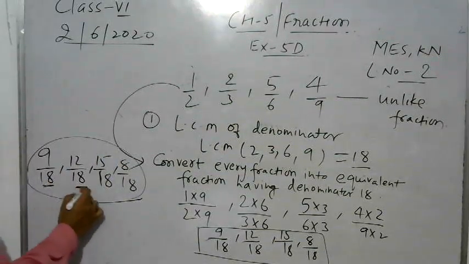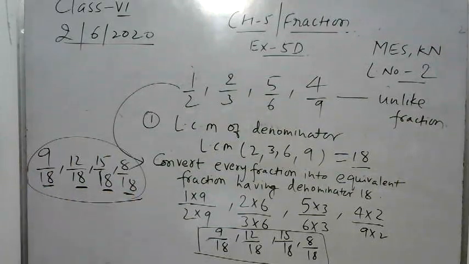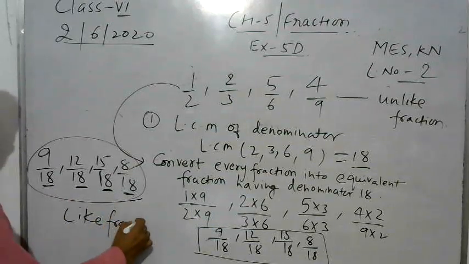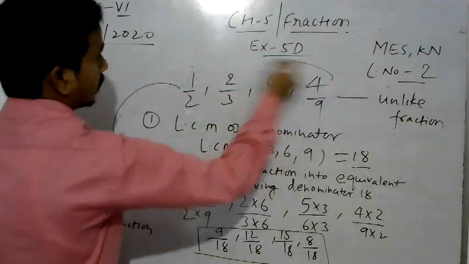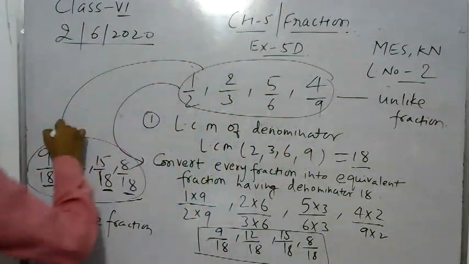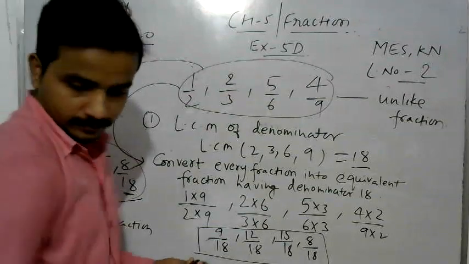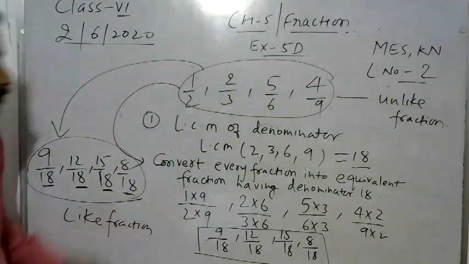So all the fractions we are seeing here have the same denominator. So this is a like fraction. In this way, we have to convert an unlike fraction into a like fraction like this. Okay, you can make a note of it.